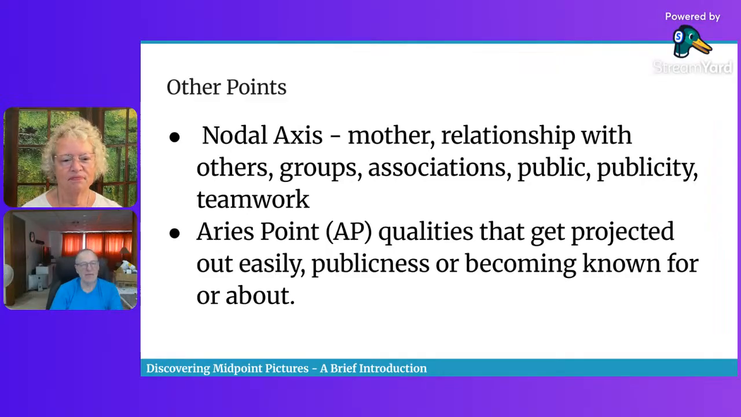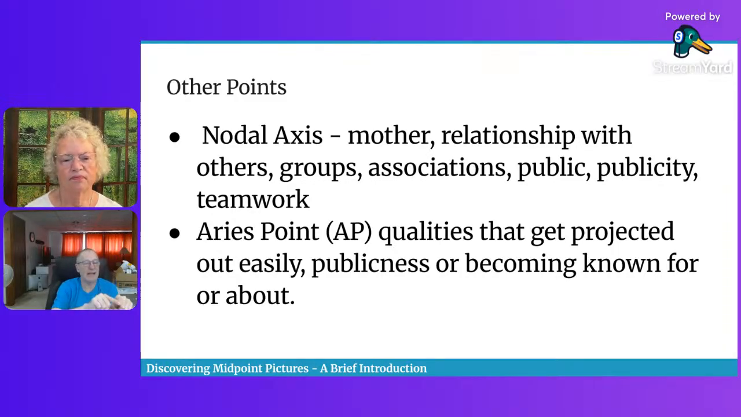Okay. Aries point, this is what we talked about. This is the area of you that easily becomes known by others. Okay. It's the part of you that can easily become public, that you can become known for or about. So in your chart, if you see your Aries point equals a certain planet, you will know that you will likely become known for what that planet represents in your chart.